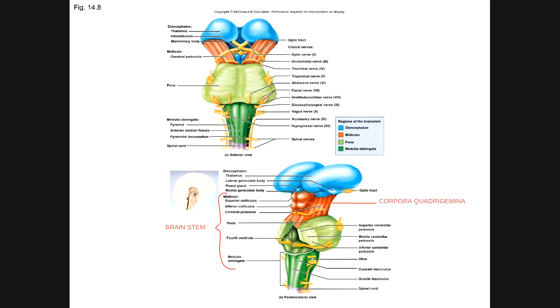Okay, yes, this is made up of these 4 bumps that you see right there. So now let's take a look at these 4 bumps. Now, there's 2 on the right side and 2 on the left side. So altogether it adds up to 4. Now, the 2 upper bumps, these 2 upper ones are called superior colliculus or colliculi, and that is written there on the diagram. Superior colliculus.